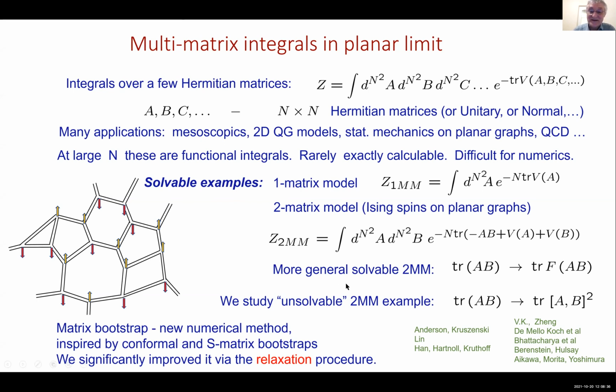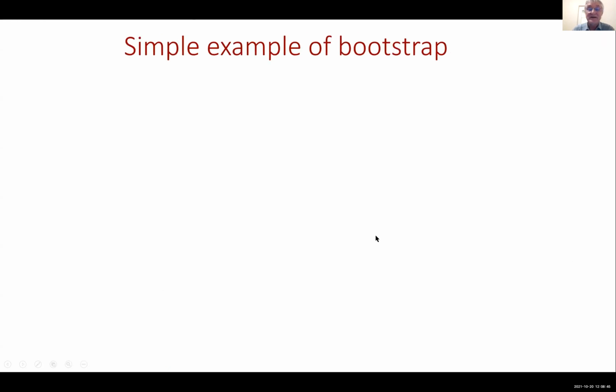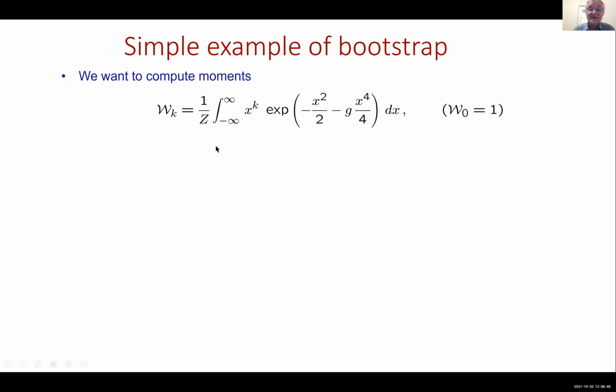Okay, so this is about the models. And now, what is the matrix bootstrap? First, we'll start from an example which is not a matrix example, just the computation of moments of this simple non-Gaussian distribution with the coupling g here for the non-Gaussian term. So we define W_k as moments here.